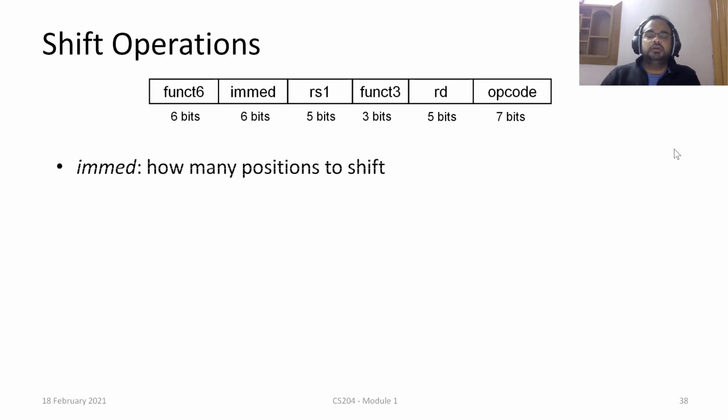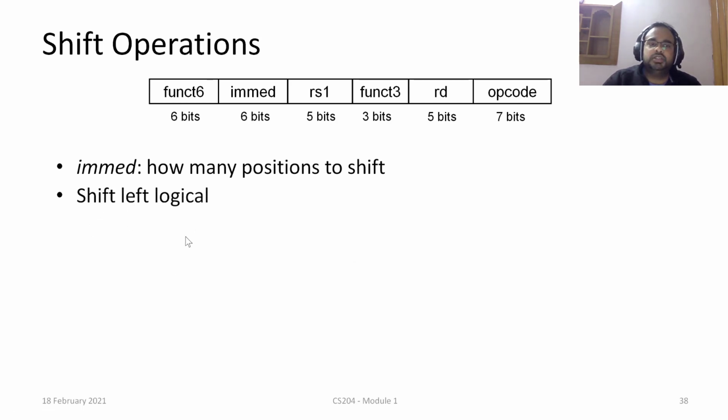Sorry, the immediate ones don't directly fall into the I format. My mistake. There is a small change: the first four fields are the same, but the last field, which in I format instructions was a 12-bit immediate, is here 6 bits followed by 6 bits of function 6. The value in the immediate field gives how many positions we can shift the value that is given in RS1.